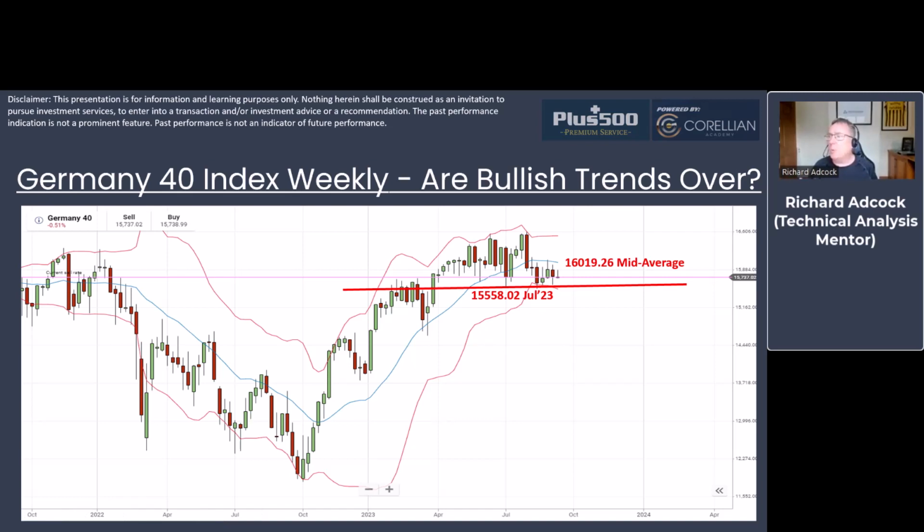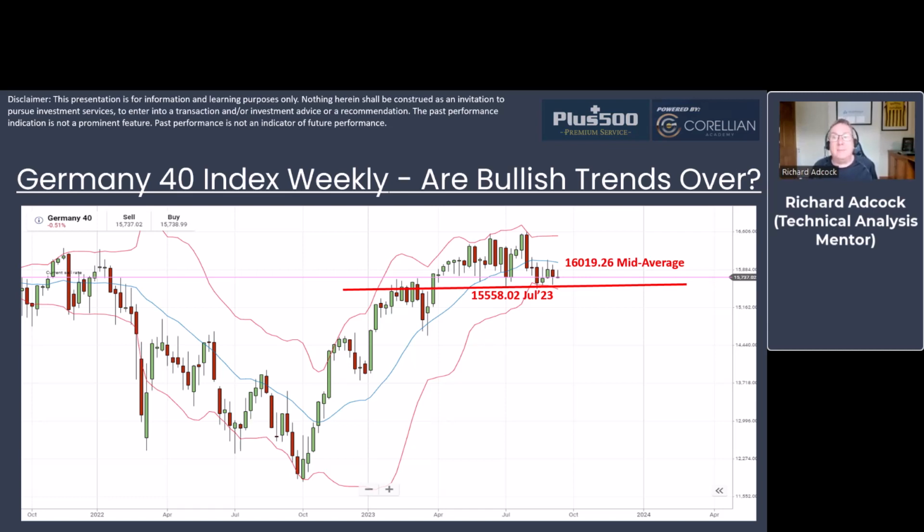So basically what we're looking for is quite an important support level coming in from this July low. But also you'll notice, and again, anybody that's heard me talk about technical analysis will know that I put a great deal of emphasis on Bollinger Bands, and in particular the mid-average in terms of support and resistance level. And we'll notice that that mid-average has turned down, which tends to suggest that we're looking at a downtrend or a more extended downside move. And that stands at 16,019.